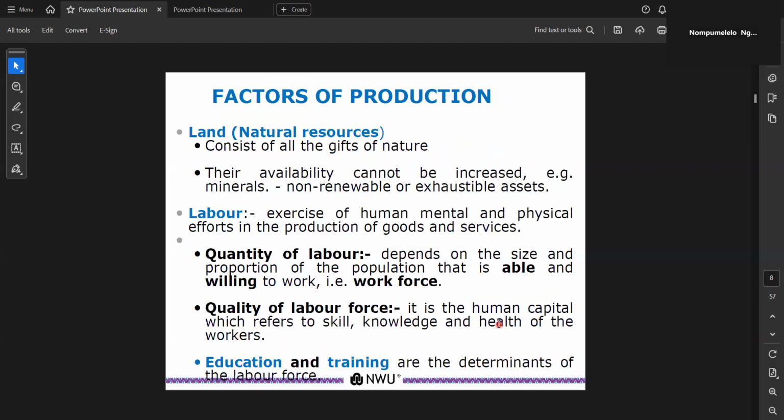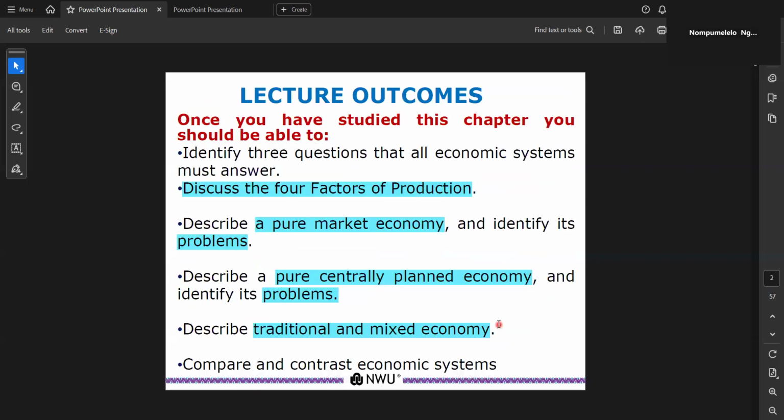Okay, let me go back. They also say here: discuss the four factors of production. We know the factors of production: land, labor, capital, and entrepreneurship. Those are our four factors of production.